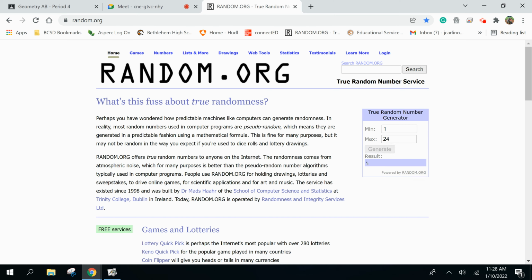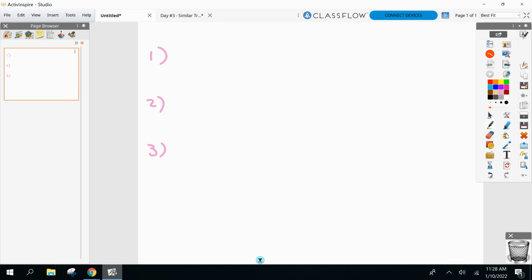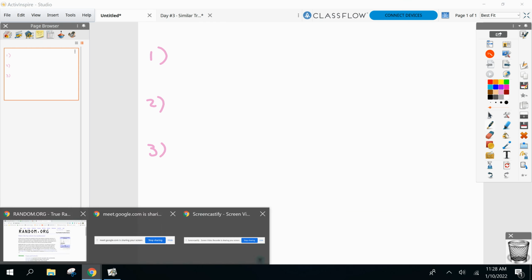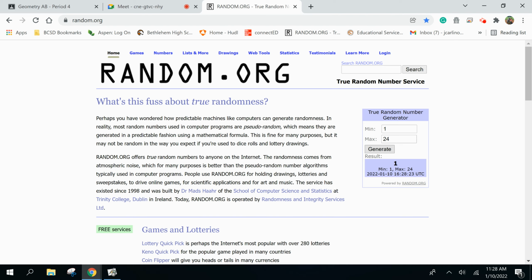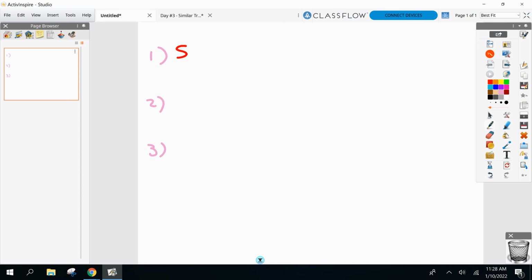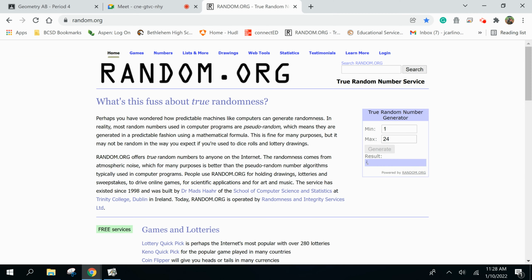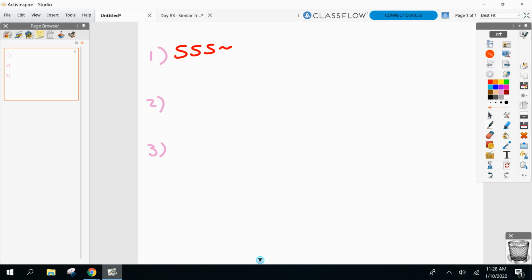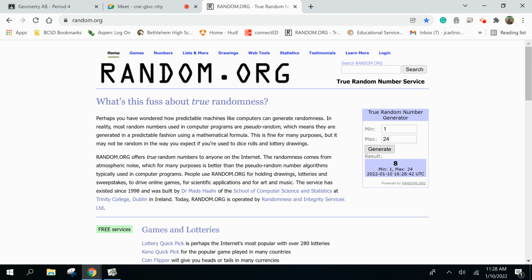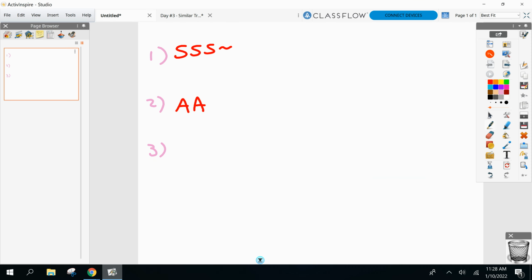My three ways I have. One way, side, side, side, and make sure if we're using it, we put the little tilde next to it, because that distinguishes it from being congruent. Another method we had from Friday: angle, angle. And then the third, with my little tilde there.